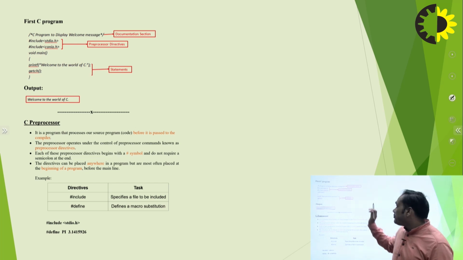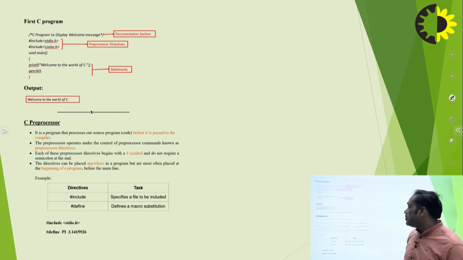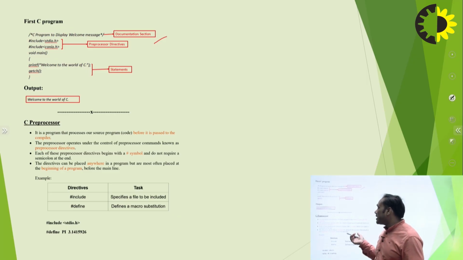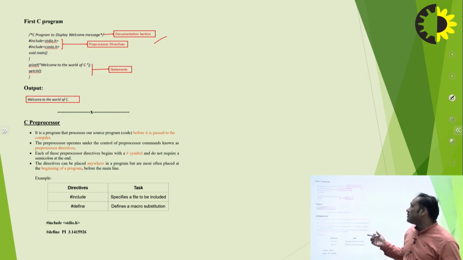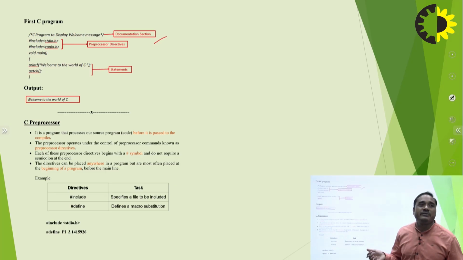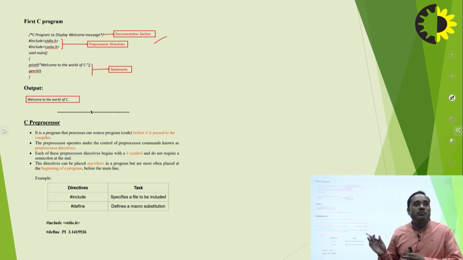See, this is the first C program. If you are going to write a C program, first decide what type of program you are going to implement. Then you write the documentation section, that is, writing the C program, starting from include stdio.h, conio.h. These are the header files of the C language, for the preprocessor directive. These are the preprocessor lines, because after pre-processing, you will move on to the next level.